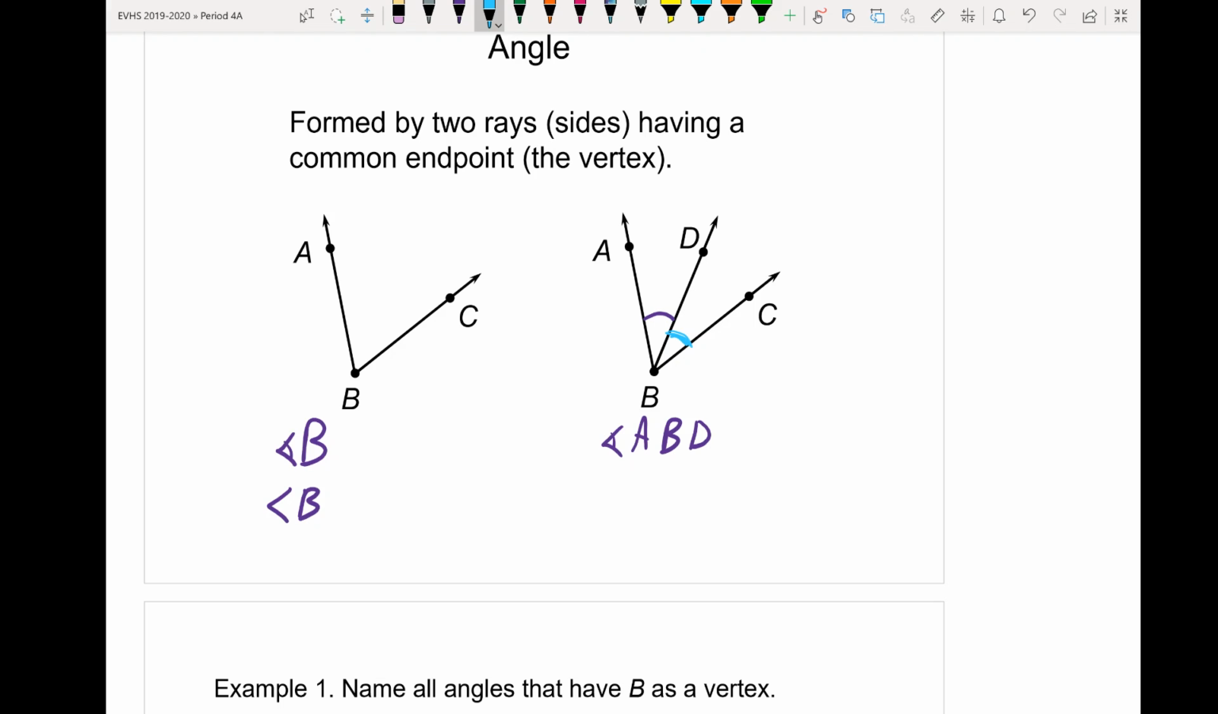Now if I take this blue angle, that would be angle DBC. I said it right, I wrote it wrong. And then what if I took the greater angle, the biggest angle? What would I call that one? Angle ABC, or CBA. Either one works. All right, easy enough at this point, right?